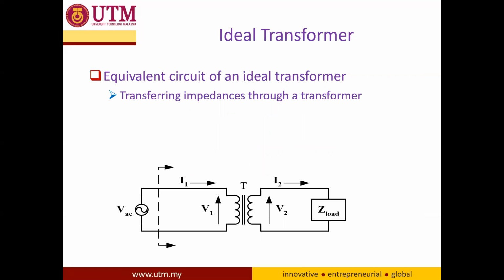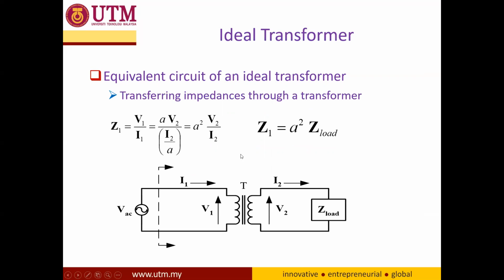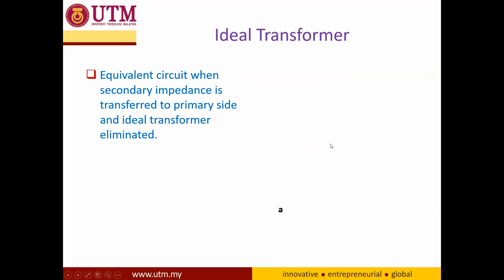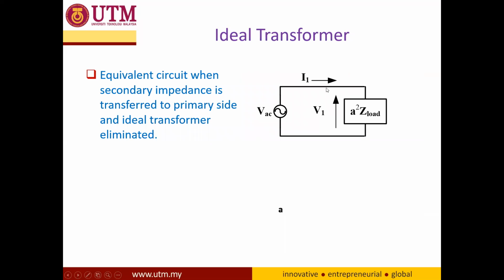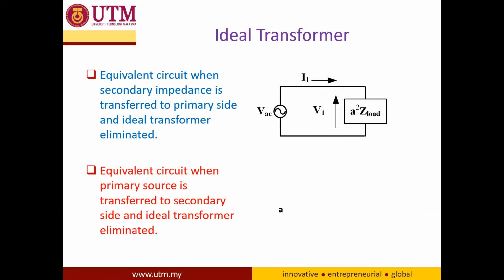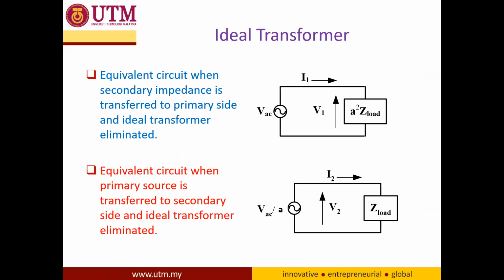And for simplification of the calculation, we can always refer the secondary side to the primary side. When we do this, we have the primary side impedance equal to A squared Z load, and we can redraw it like this. We can also transfer the primary to the secondary. When we transfer the primary into the secondary, we have this circuit.